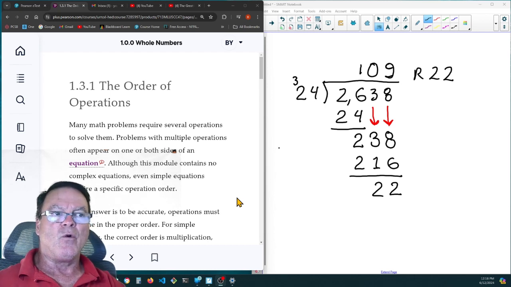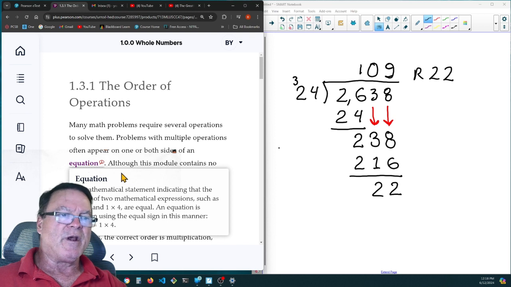1.3.1, the order of operations. There's an agreed upon order in which we would do mathematical operations if there's more than one in a problem.